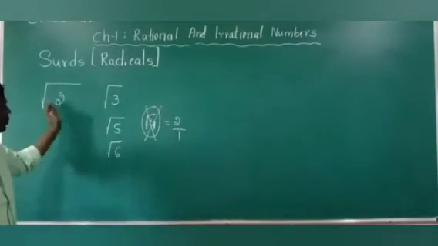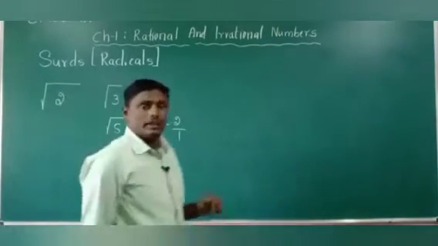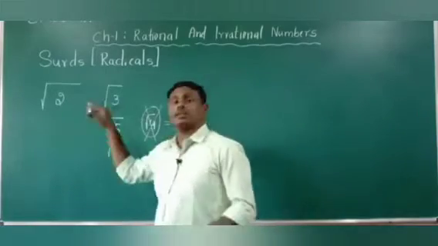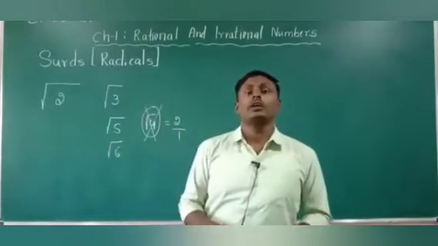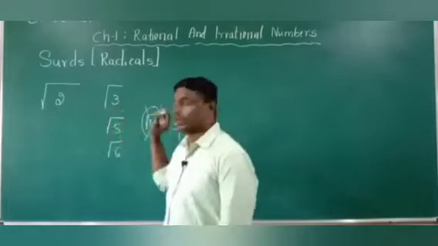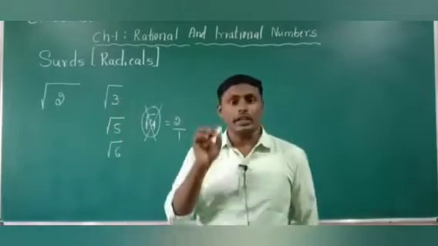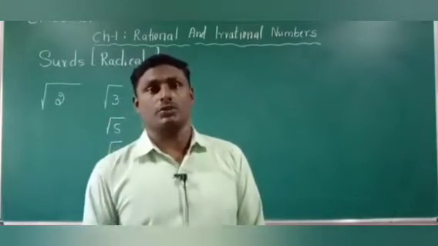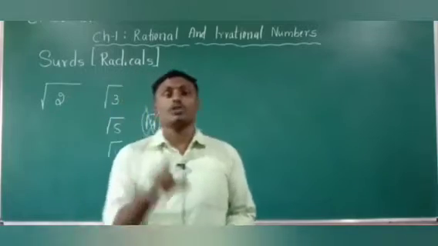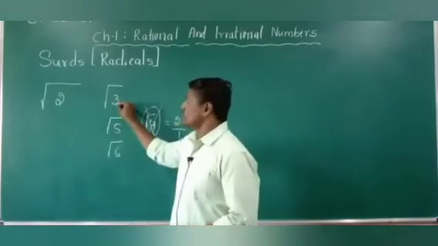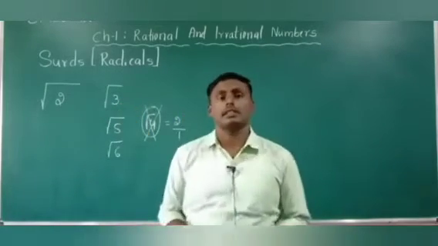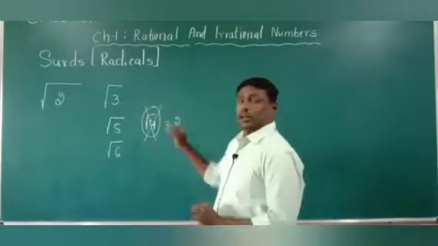But here root 2, root 3, root 5, root 6 are irrational numbers. Which type of irrational numbers are they? They are positive irrational numbers. So the irrational roots of positive rational numbers are called surds or radicals.